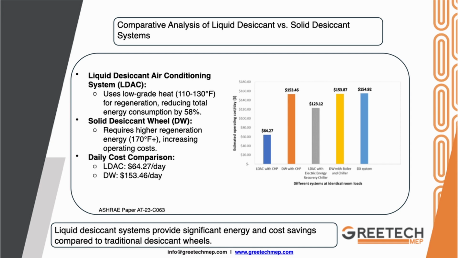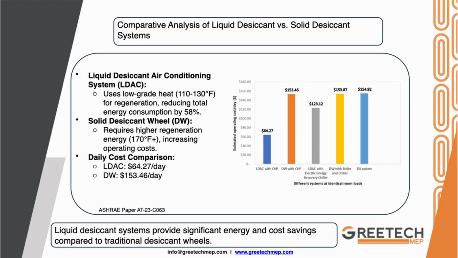The one on the left is for the liquid desiccant with cogeneration, in this case using electricity rates and gas costs from the U.S. Energy Information Administration. The desiccant wheel marked in orange uses higher regeneration temperatures, which requires more energy for the regeneration process, which is not the case with the liquid desiccant.